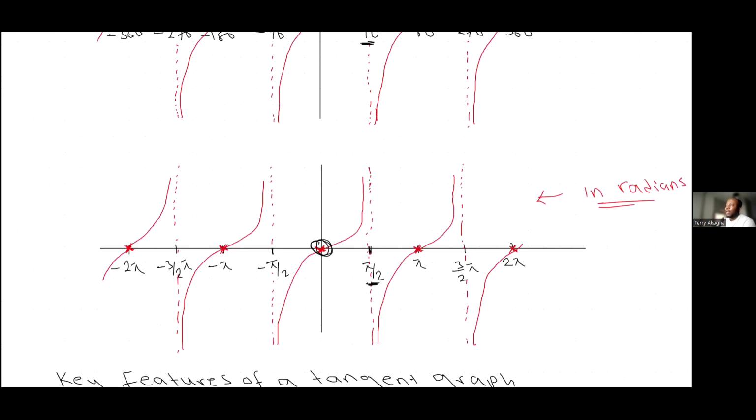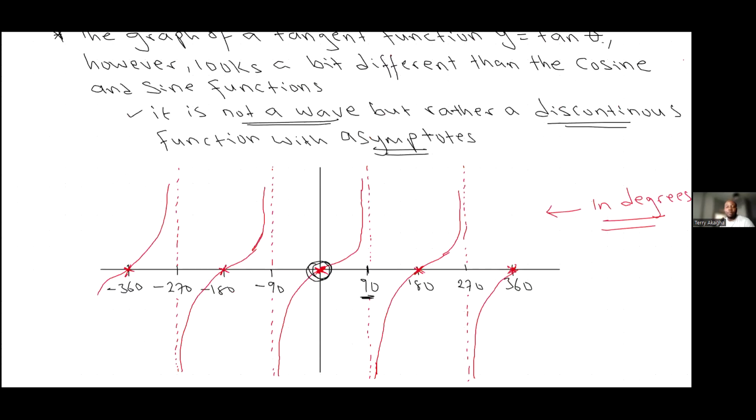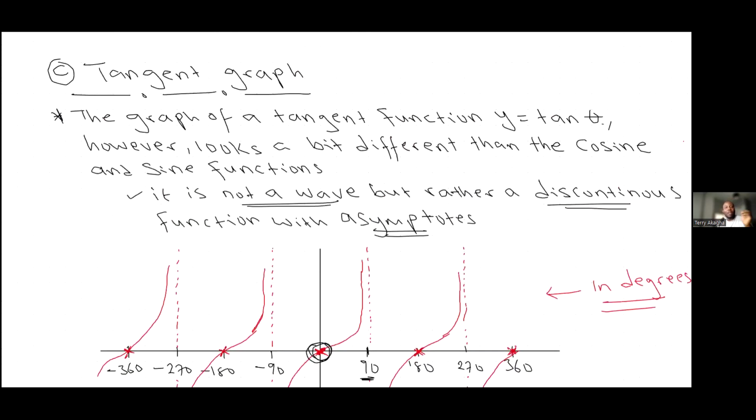All right. That is that for tangent graph. So in this video, I just gave the key features, how the graph looks like for the sine, cosine, and tangent. So now the next video, I'm going to talk about how do we solve trigonometric equations.